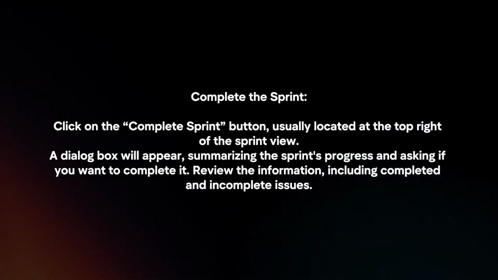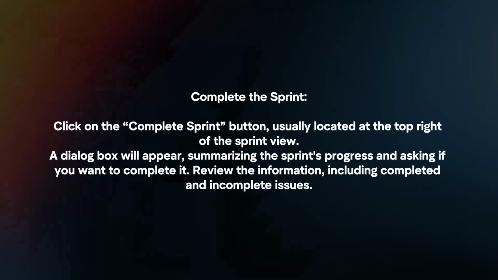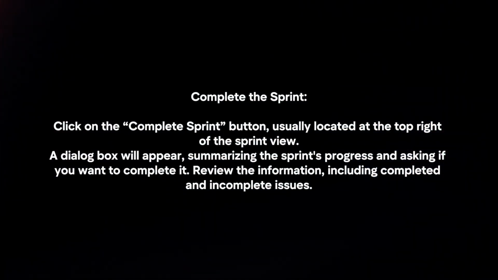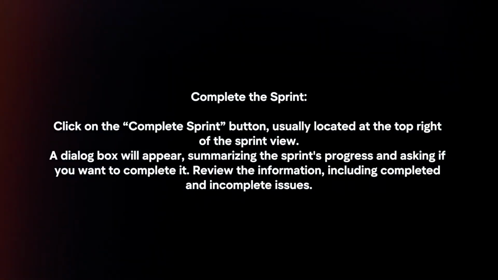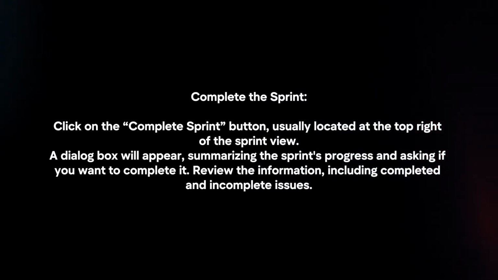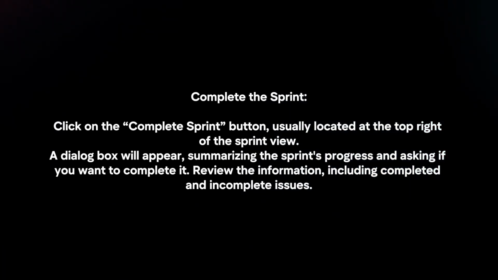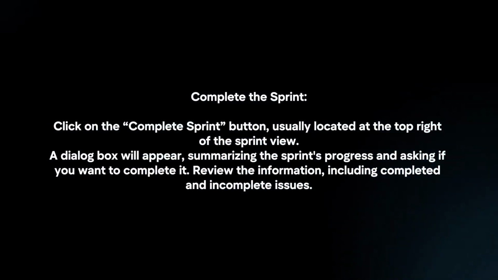Complete the sprint. Click on the Complete Sprint button, usually located at the top right of the sprint view. A dialog box will appear summarizing the sprint's progress and asking if you want to complete it. Review the information, including completed and incomplete issues.